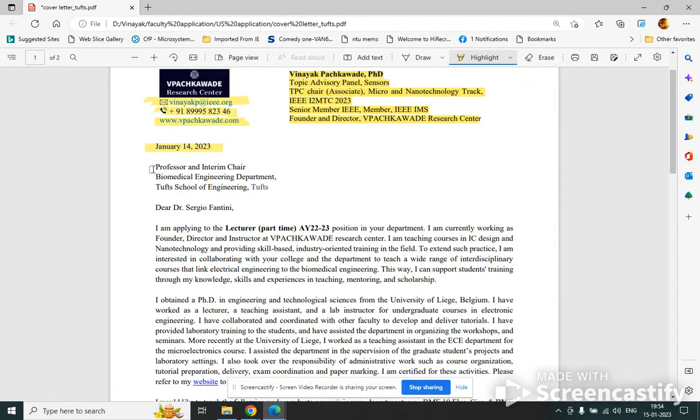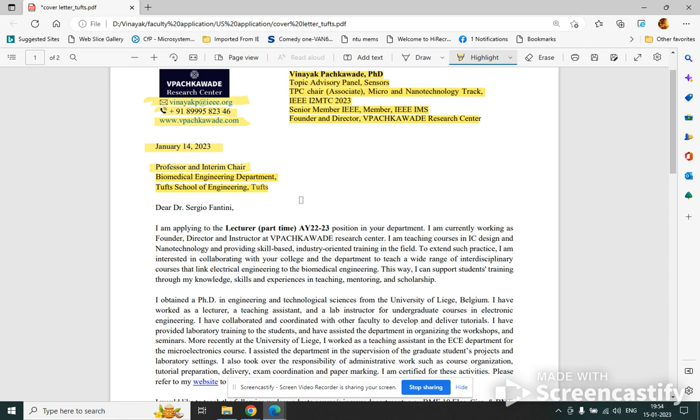You can address to whom you are writing this letter. For example, you write here professor and interim chair. Make sure that you know the name of the head of the department, or chair of the department, or a dean of the college of engineering, college of science, etc. Then you mention the name of the department to which you are applying, and you can include the name of the institute or organization that you are applying to.